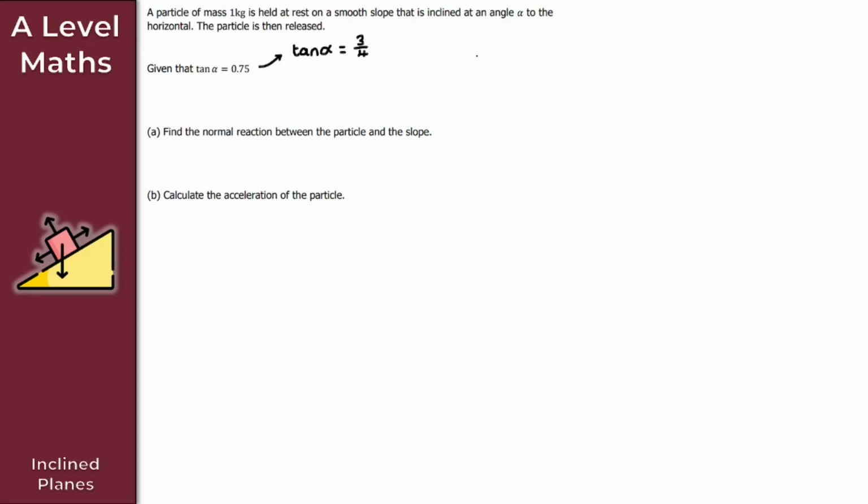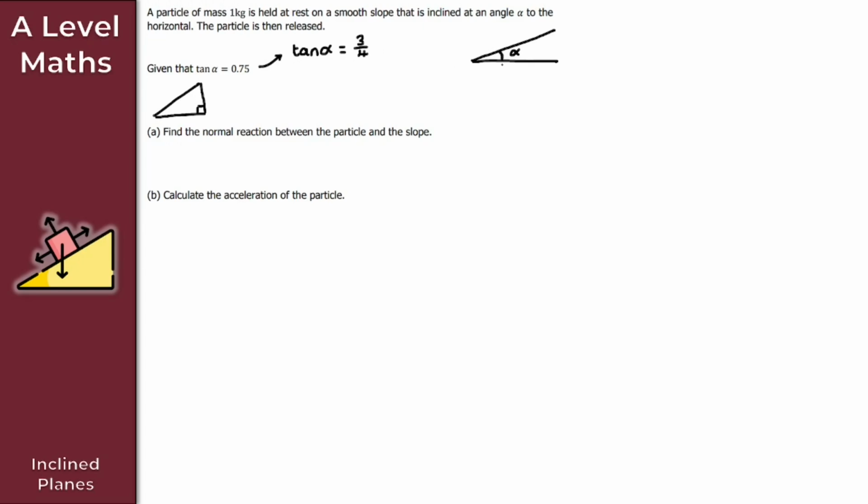So we've got the horizontal here. That's the horizontal. We have a smooth slope, like so, and we have the angle of inclination, which is alpha. That's alpha there. And what I'm also going to quickly do, to the side here, is draw a right angle triangle. Okay, so why am I drawing a right angle triangle here?